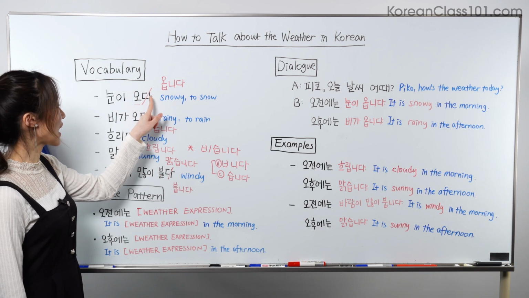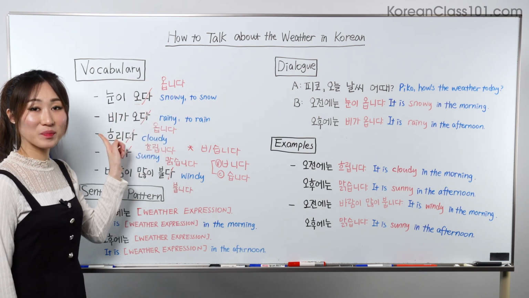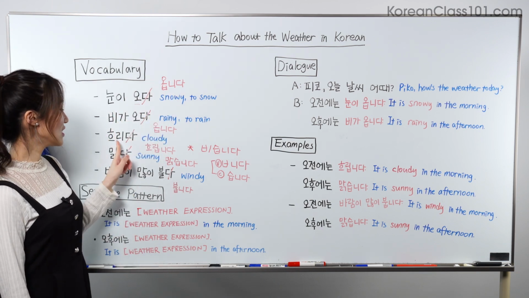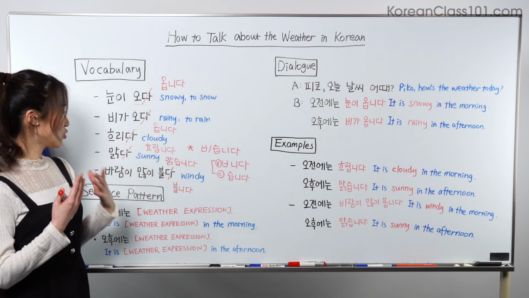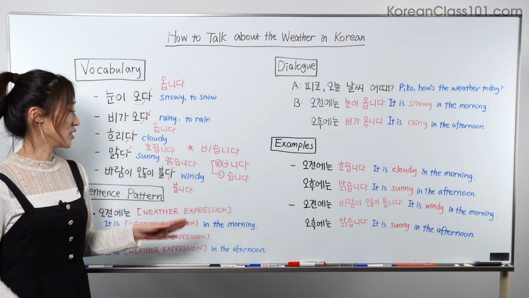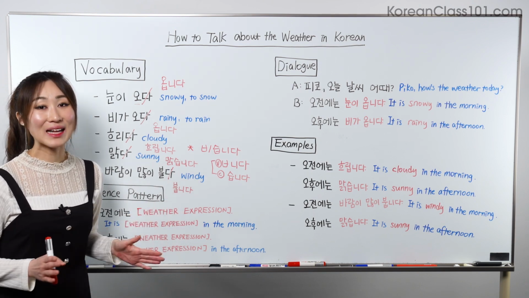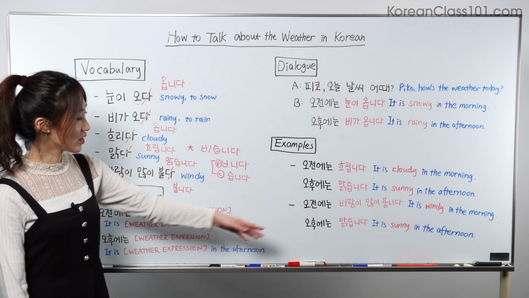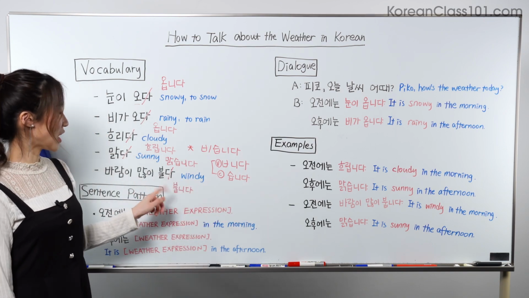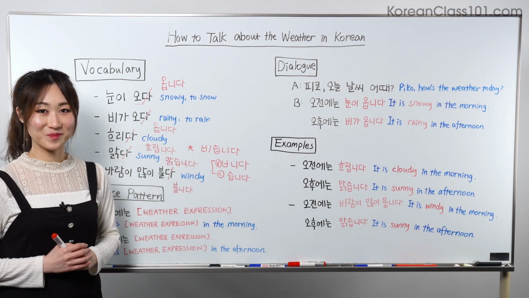So 옵니다. 눈이 옵니다. 비가 옵니다. 흐립니다. Meaning it is cloudy. 맑습니다 is sunny. 바람이 많이 붑니다, which we learned here. So 바람이 많이 붑니다 means it's windy.